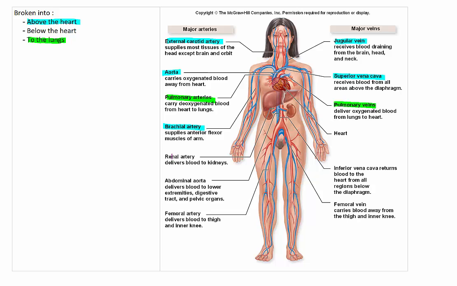Below the heart, you have the renal artery, which delivers blood to the kidneys, the abdominal aorta, which delivers blood to the lower extremities of your body, including the digestive tract and the pelvic organs, and the femoral artery, which delivers blood to the thighs and the inner knee. Returning, you have the femoral vein, which carries blood away from the thigh and the inner knee, and the inferior vena cava, which actually returns blood to the heart from all regions below the diaphragm.